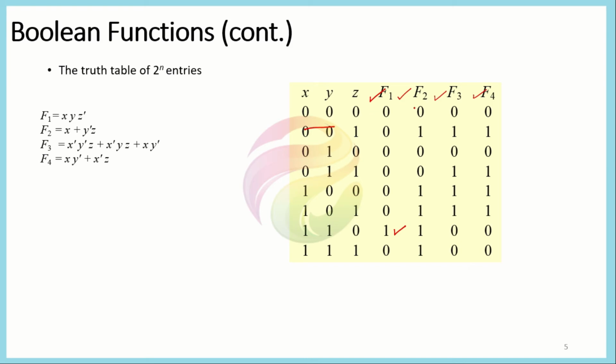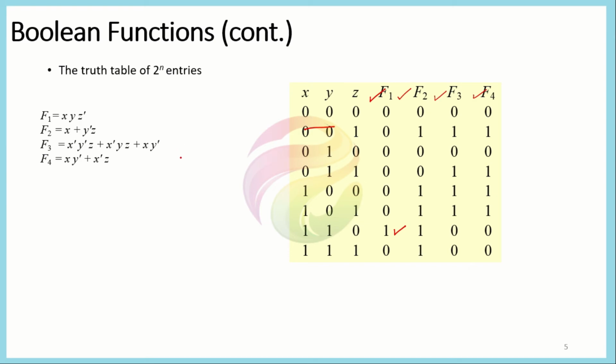Similarly, we will calculate the f2. In the f2, what we will do is we first solve this y complement and z, and then we will OR this thing with the x, and we will calculate the f2. And because we are ORing these terms, it means that if either of them is 1, we will get a 1 in the output. So for f2 we will get 1 here, and in the last 4 terms we will get 1.